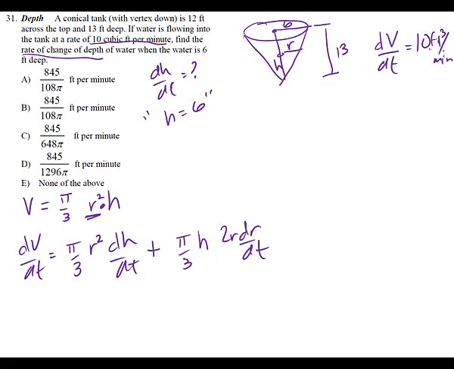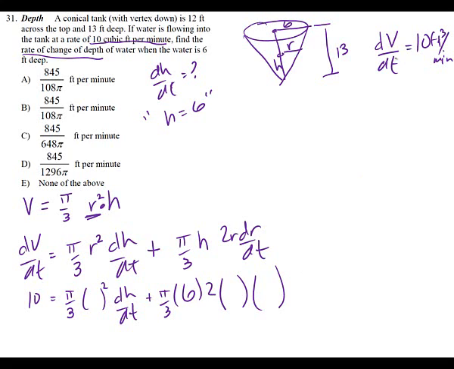All right, let's put in our values. I'm going to put in the 10. I've got pi over 3. The radius at that moment, do I know that? No, so let's come back to that. Do I know dh/dt at that moment? That's what I'm trying to find. Plus pi over 3. Do I know h at that moment? Yes, 6. The 2 is a 2. I don't know r, and I don't know dr/dt.